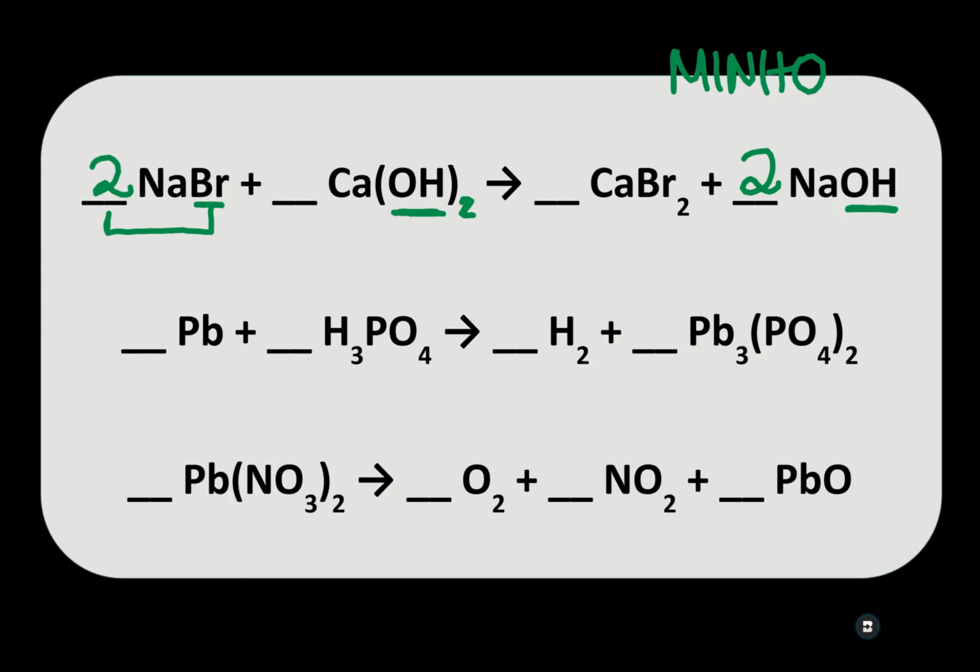I go to my product side. I see I also have 2. So that's a good thing. Then I see my calciums. Well, they're still 1 and 1. So that is my balanced reaction. So let's look at the next one.